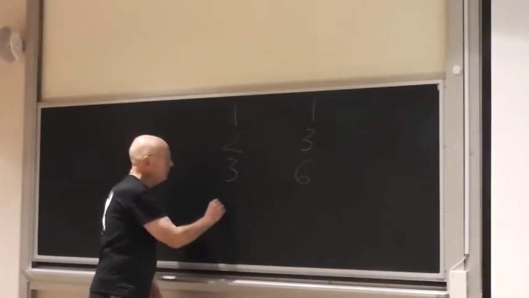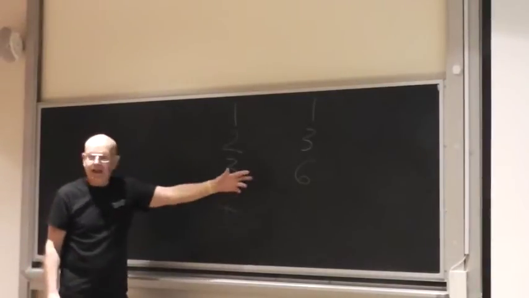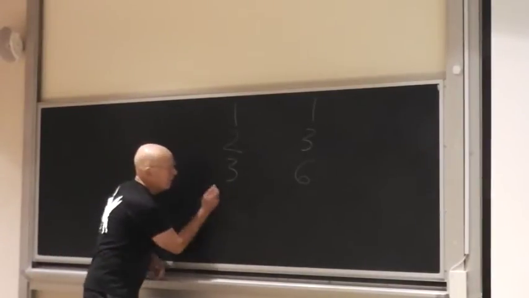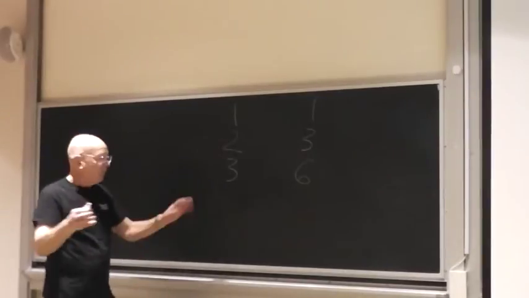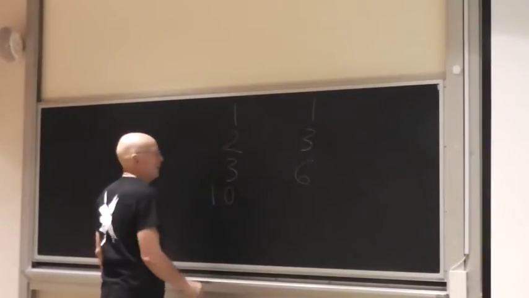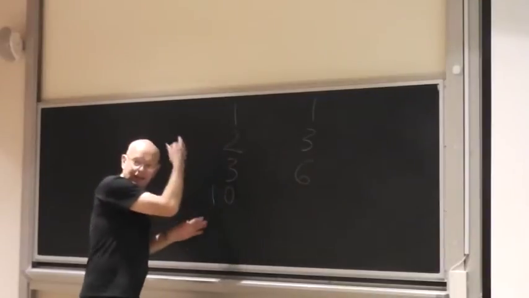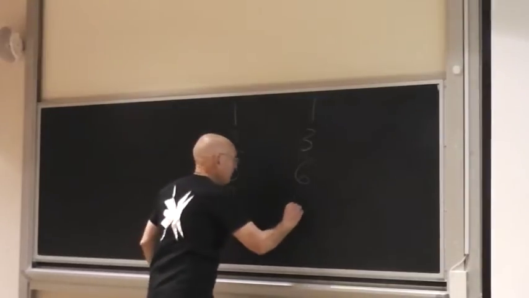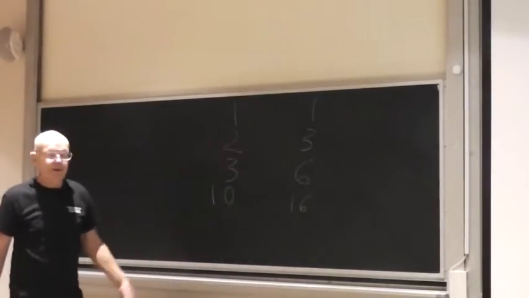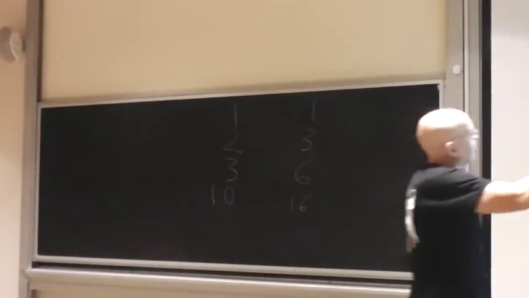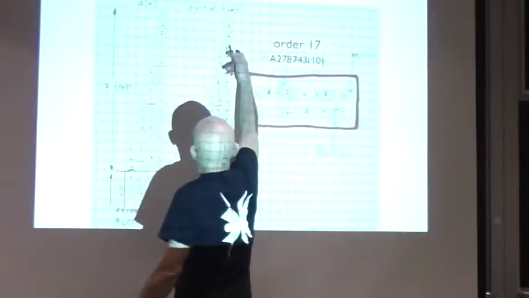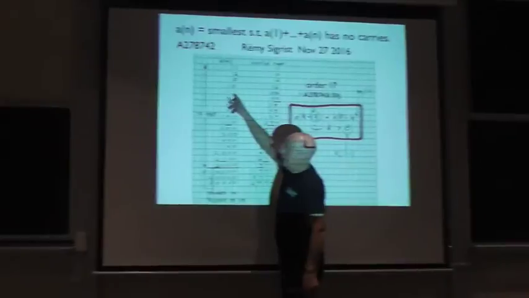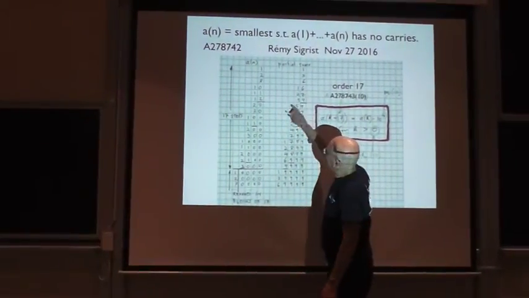Can I write down a 4 here? No, because we get 10 and there will be a carry. All right, 5, no. 6, no. We have to go up to 10. And so 10 is the next legal term, and the running sum is 16, and there are no carries. Here's the 10. The running sum is 16. Then we can do 11, and we get 27.